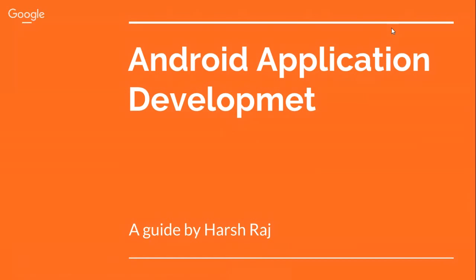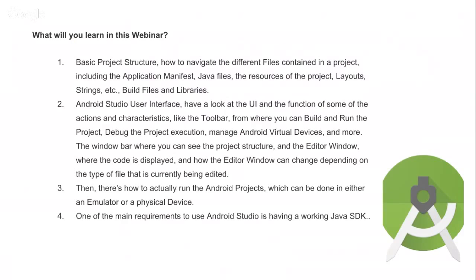So let's start with Android app development basics. What you're going to be learning in this webinar: we start with the basic project structure of Android. You will see the Java structure files, classes, manifest files, and resources of the project, and how you navigate from one activity to another.